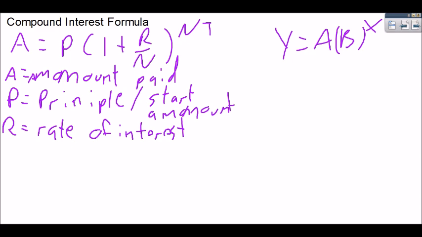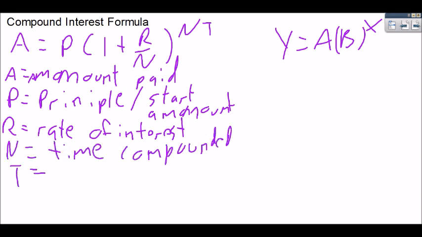So if they say yearly, that's going to be 1. But if they say monthly, that's going to be 12 during your time. So if they say, hey, we're going to invest your money, you're going to get a interest every week. Do you want us to reinvest? So that'd be 52. And then T is time, and we generally talk about compound interest in the form of years.